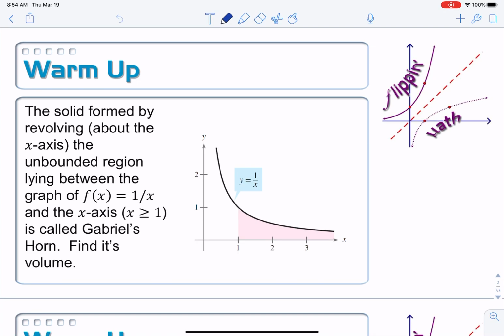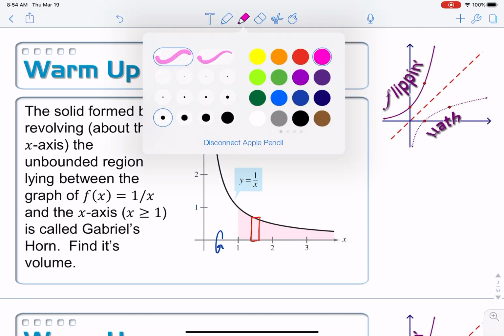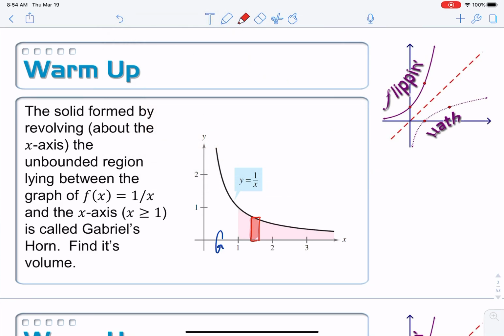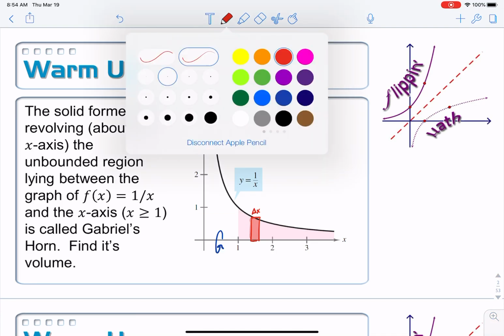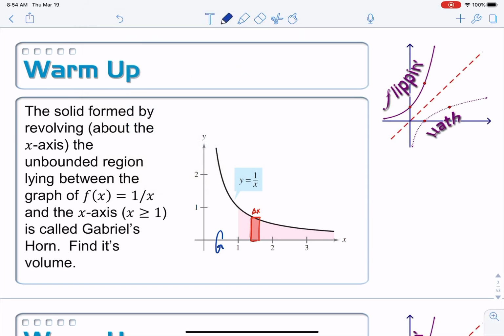Let's see. Okay, so what I'm doing is I'm going to revolve this thing around the x-axis. Let's do what we have done in the past. Make ourselves a little representative rectangle there. The width of that rectangle, of course, will be a delta x, as if we're partitioning our interval here from 1 to a whole bunch. When I spin that rectangle around, it's going to make a disc, not a washer, but just a disc.